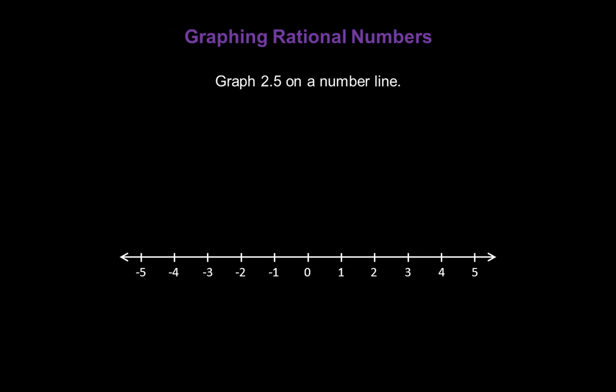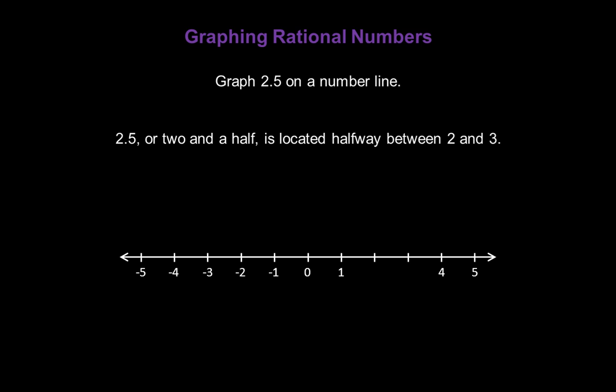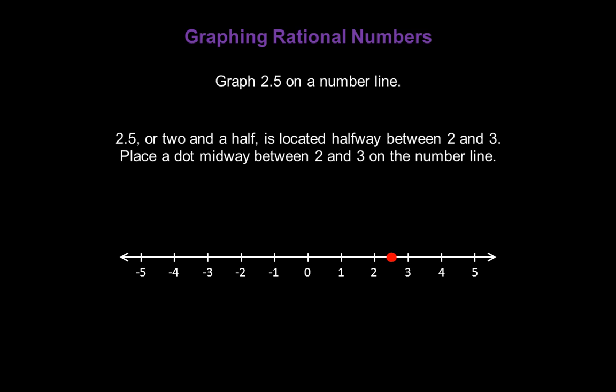Now, let's graph some rational numbers on number lines. Let's graph 2.5 on a number line. 2.5 is located halfway between 2 and 3. Place a dot midway between 2 and 3 on the number line. And you're done.